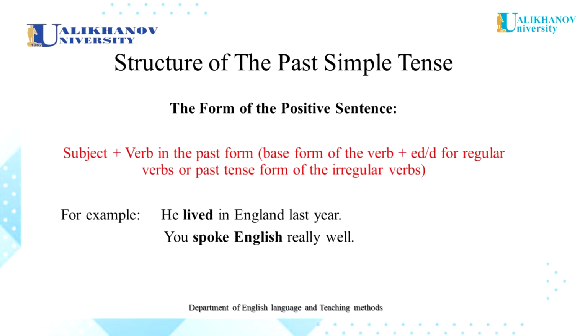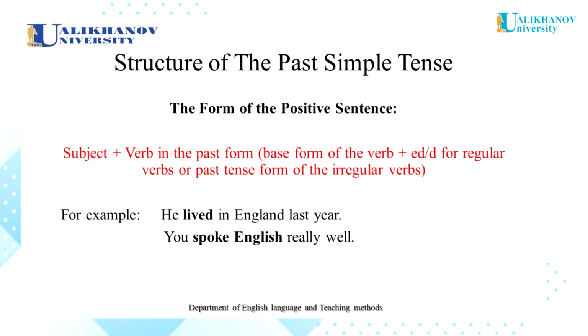Now let's talk about the form of the positive sentence in the past simple tense. The form of the positive sentence is subject plus verb in the past form, base form of the verb plus the ending ed for regular verbs, or past tense form for the irregular verbs. Now look at the examples.